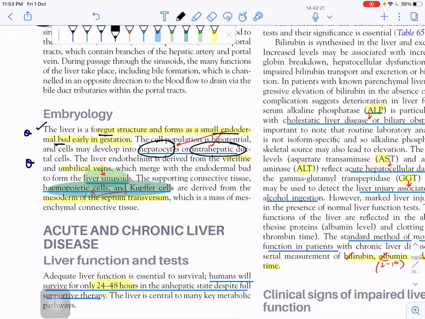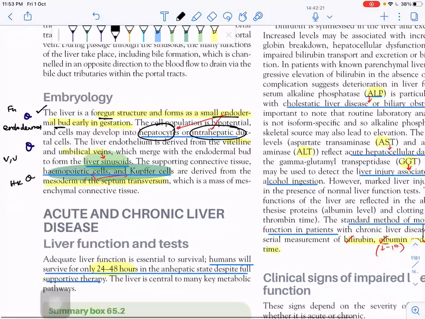Hematopoietic cells and Kupffer cells are formed by the mesoderm of the septum transversum. So the mesoderm of the septum transversum forms the hematopoietic and Kupffer cells. Liver sinusoids are formed from the vitelline vein and umbilical vein, and hepatocytes and intrahepatic ductal cells are formed from the endodermal cells. So the liver is a foregut structure. Remember, all are MCQs.